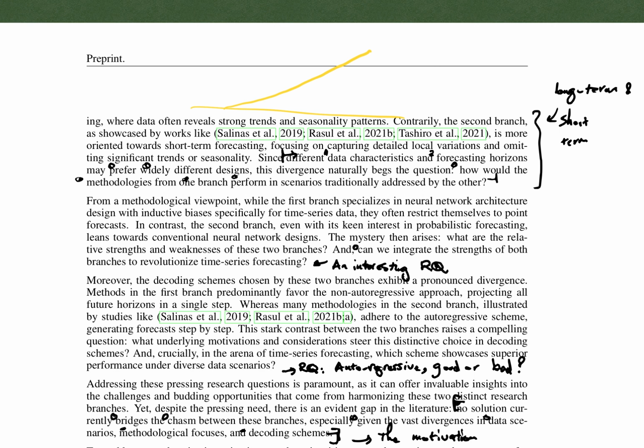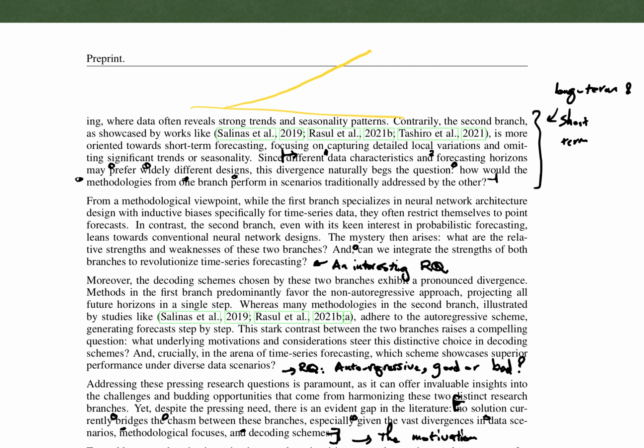So the question that ProbTS is trying to answer is this: how would the methodologies from one branch perform in scenarios traditionally addressed by the other branch? The first interesting research question is, can we integrate the strengths of both branches to revolutionize time series forecasting? In other words, can we identify the components in each methodology that make it uniquely good for the particular scenario for which it was designed, and then provide something combinational that takes the best parts of each of the different branches and creates this kind of composite solution for us that works best for a particular scenario that has not been investigated under that particular solution that we are hoping to know more about.